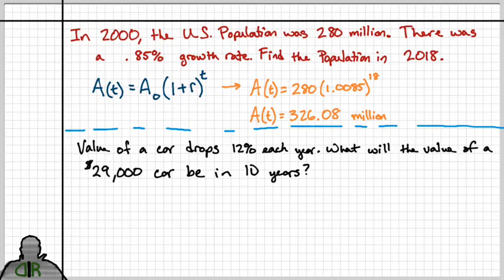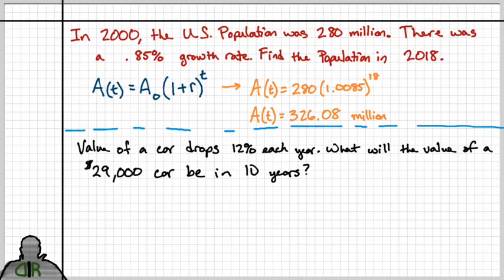This one we're going to talk about possibly something other than growth. Maybe, yeah, this one's decay. So the value of a car drops 12% each year. That's our indicator that it's a decay. If it said it grew, then it would be a growth rate. If it's dropping or going down, it's a decay. What will the value of a $29,000 car be in 10 years?